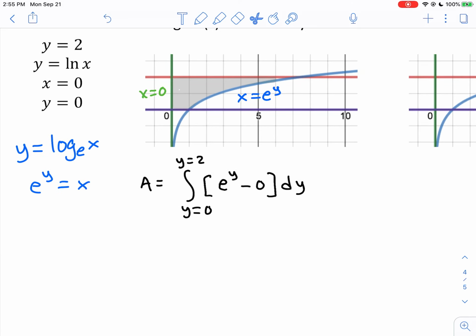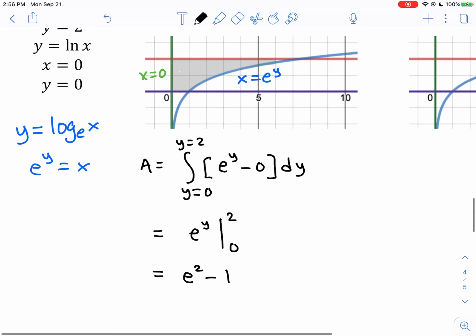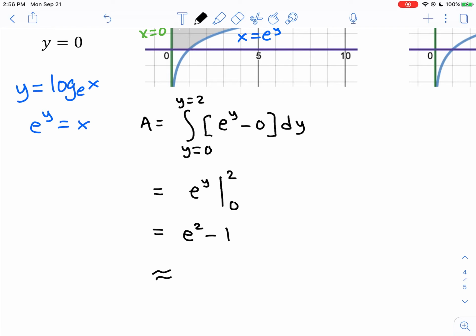Now, look at the consistency. Everything is y's when you're doing horizontal strips: a y coordinate to a y coordinate, a function of y and a function of y, well, potentially a constant, and then a differential of y. This turns out to be a very simple integral. We'll just go ahead and finish this by hand. The integral of e to the y is just itself. Evaluate from 0 to 2, and so we get e squared minus e to the 0, which is 1. And we get e squared minus 1, which is approximately 6.389 square units.